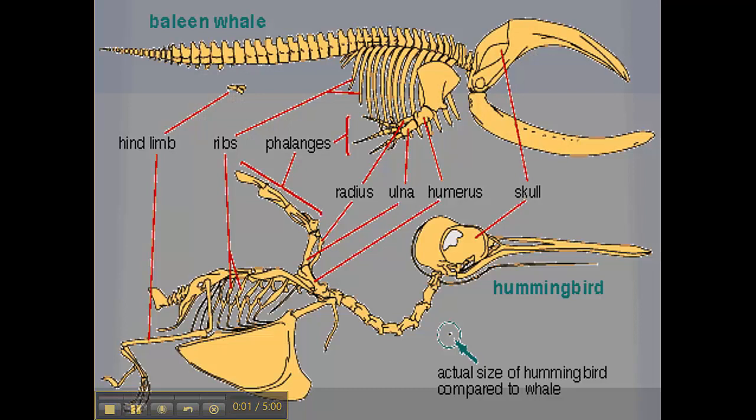This image shows how 2 distinctly different animals, one being an aquatic mammal and another being a small bird, have many core similarities. Both have bone-encased brains, similar arm bones, ribs to protect organs, and hind limbs, though the hind limb for the whale is vestigial.